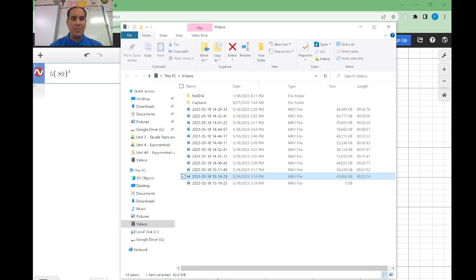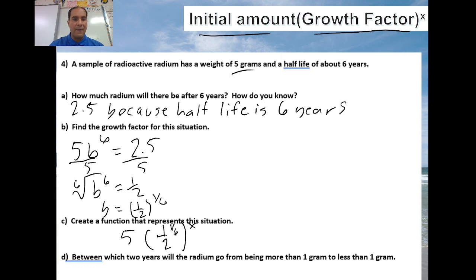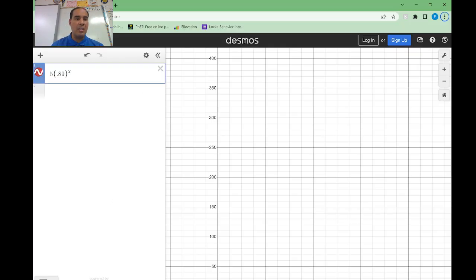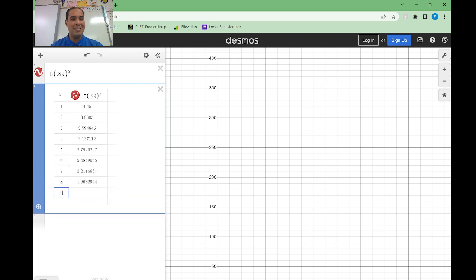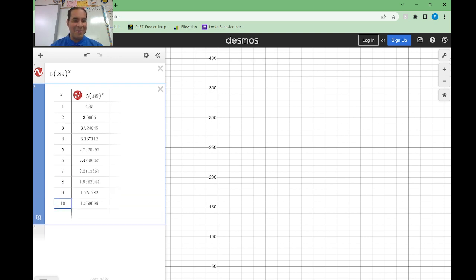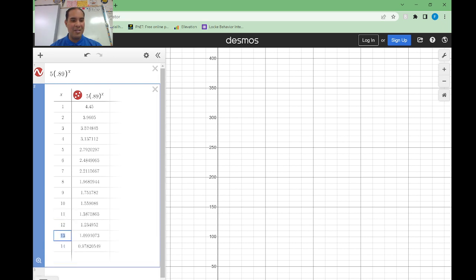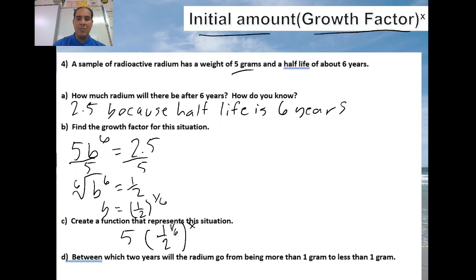Okay, so let's double check our work here. So we have 5, the 1/2 to the power of 1/6 was 0.89, and we put that to the power of x, so looking good. And we're going to go ahead and then make our table. And we want to know when is it going to be less than 1 gram. So after 1 year, 2 years, 3 years, 4 years, 5 years, 6, 7, 8, 9, 10, we're still above 1 gram, 11, 12, 13, 14, oh, there it is. After 14, so at 13 years, it's just above 1 gram. At 14 years, it is under 1 gram. So it will take 14 years.